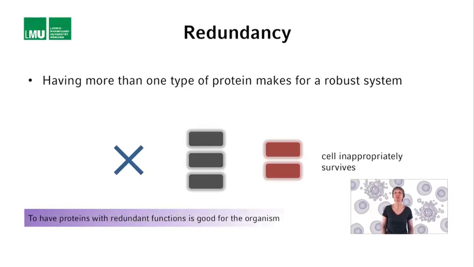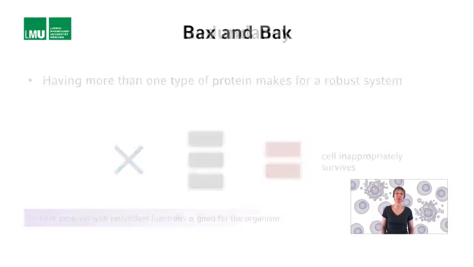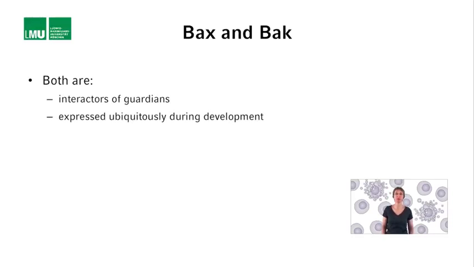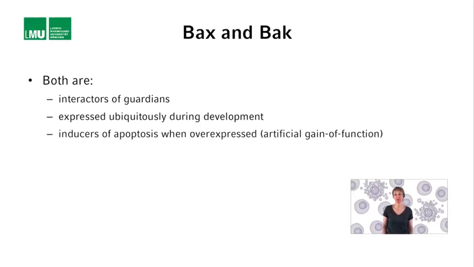To have proteins with redundant functions is good for the organism, but it makes the analysis of these proteins and the genes that code for them harder. The 2 effectors, Bax and Bak, are a good example for that. Bax and Bak both were identified as interactors of guardians. Both are expressed pretty much in all tissues and during all developmental stages. And both were shown to, when overexpressed in cell lines, induce apoptosis.